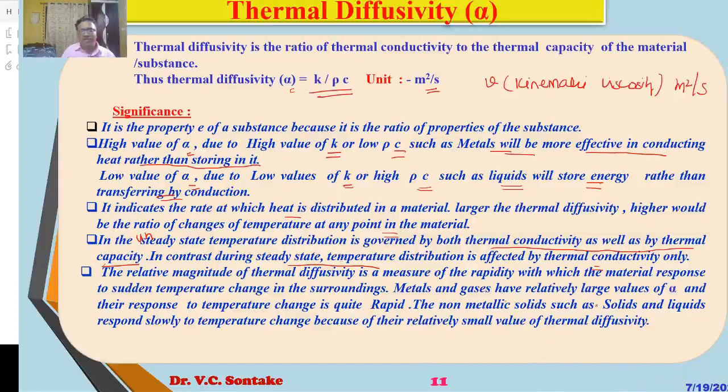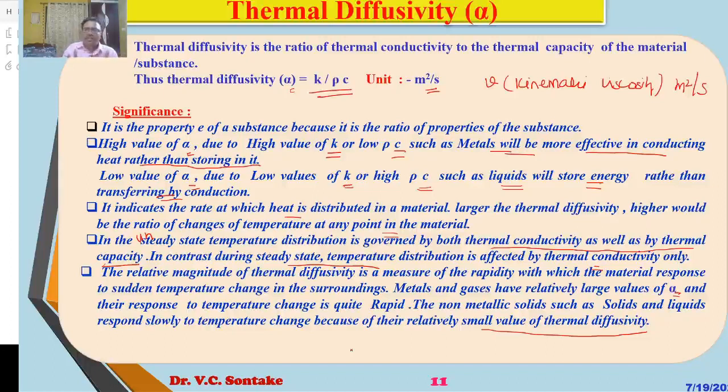Metals and gases have relatively large value of alpha because of high value of K, and their response to temperature is quite rapid. Whereas non-metallic solids and liquids respond slowly to change because of their relatively small value of thermal diffusivity. So, for example, let us take a room at 5 degrees Celsius, and a metal block is kept at 35 degrees Celsius and another non-metallic block is kept at the same temperature.